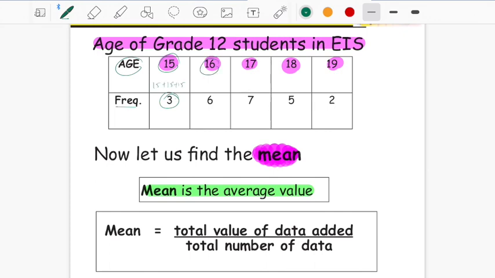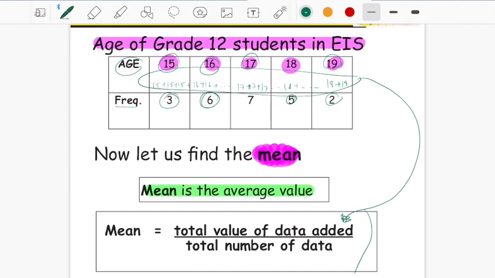Then you have 16 years old. How many 16 years old? 6 of them. So I have to do plus 16, 6 times, yeah? And then 17, do it 7 times, yeah? So 17, and then keep on writing it until the last term, which is 19. So 18, you write 5 times, yeah? And then 19, 2 of them. Add them all here. I'm just writing it here, yeah?